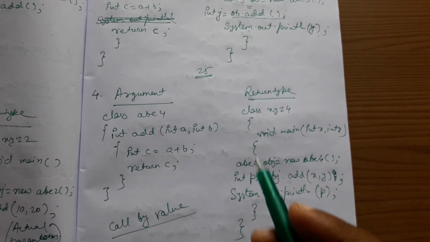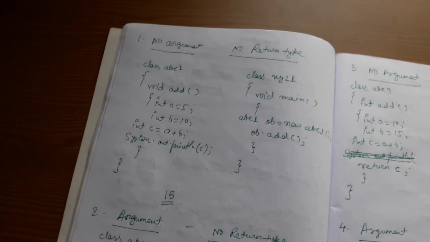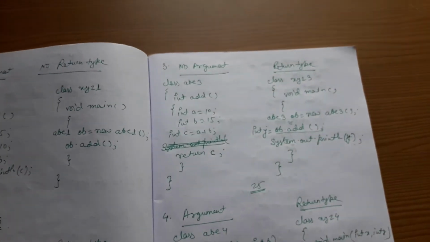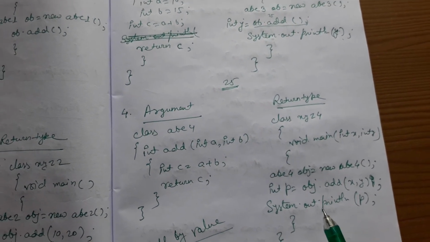Okay. So simply we have four types: no argument and no return type, then argument and no return type, no argument and return type, and argument and return type. This type of programs we will do.